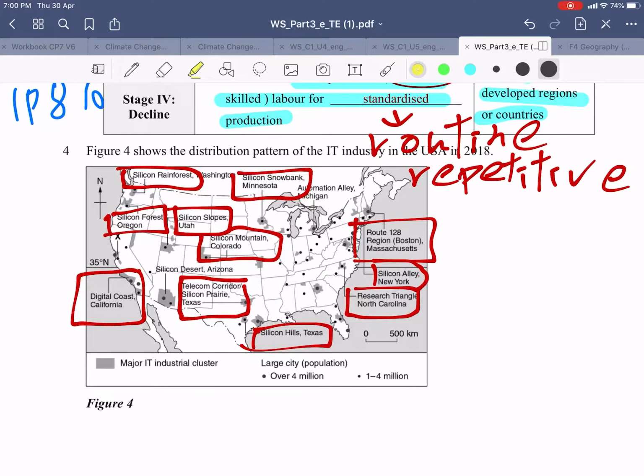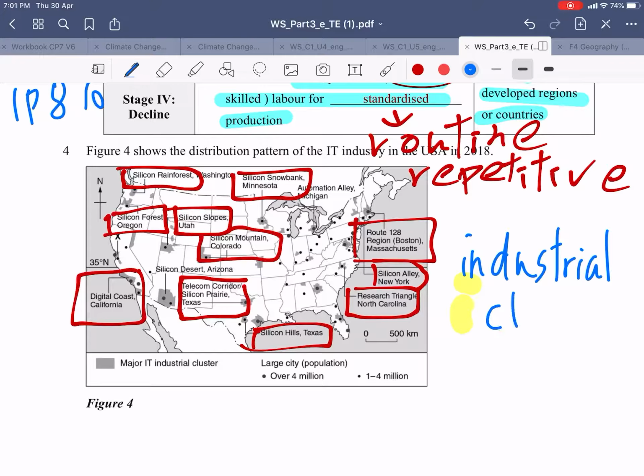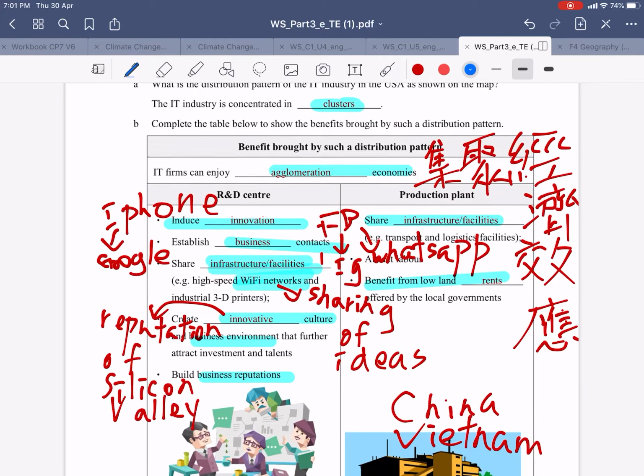All of them are talking about the industrial cluster in the United States. When we talk about Silicon Valley in the United States, it is not enough to describe the whole thing. We have different kinds of Silicon this and Silicon that, but mainly we are going to focus on Silicon Valley, just to let you know.